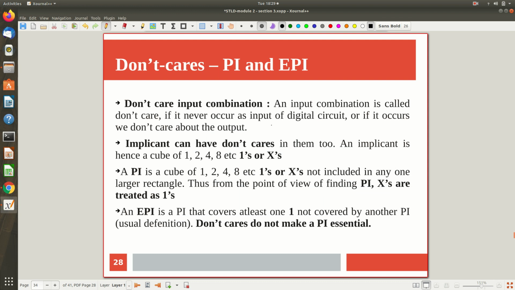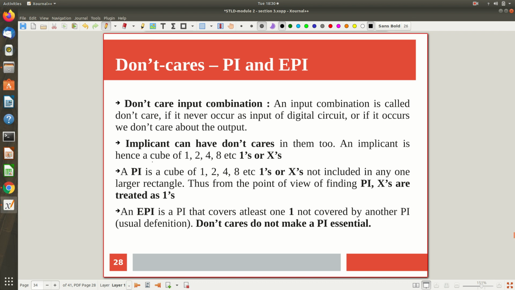So what you can observe further is the don't care input combination. What is it? An input combination is called don't care if it never occurs as input to a digital circuit. That is our default assumption. It is not going to come as input to any digital circuit. In the worst case, if it occurs, we are not going to care about it, right? So it can be 0 or 1. It's not a big thing for us. So it is not a valid input. That's all. Now, how will these don't cares be treated by implicant, prime implicant, and essential prime implicant? If you don't know what these three terminologies are, please watch the previous video where I explain everything in detail, what is implicant, prime implicant, with so many examples.